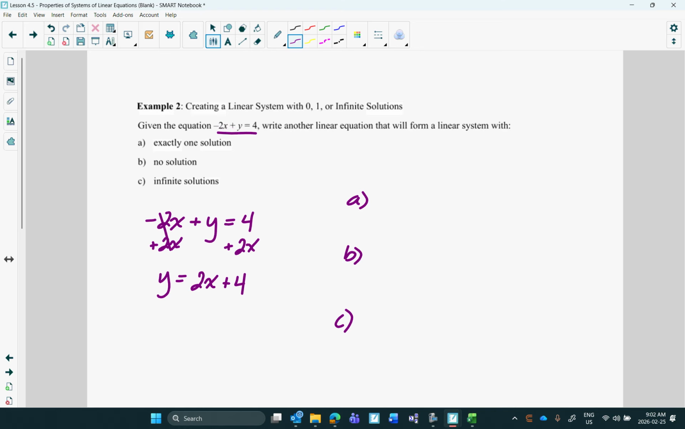Tell me a second equation so that when paired with this one, there's one solution. One solution, what has to be different? The slopes. So just give me a different number besides 2. 6. You don't even have to change the y-intercept. You can if you want, but that's it. As long as the slopes are different.